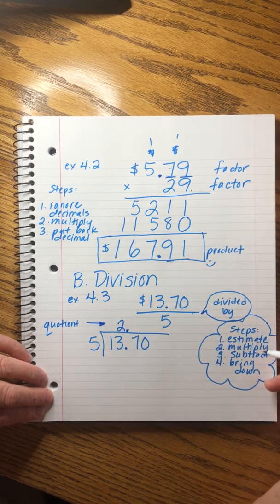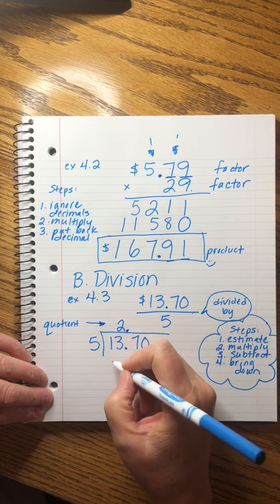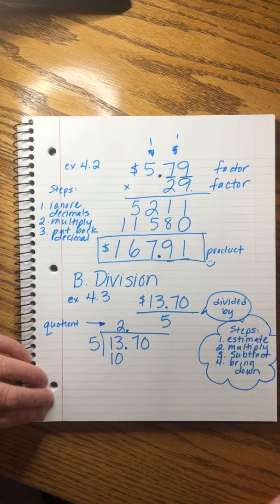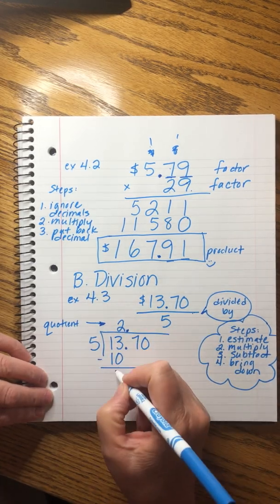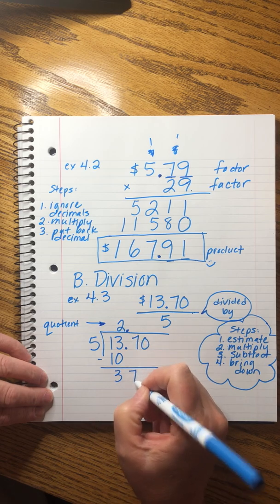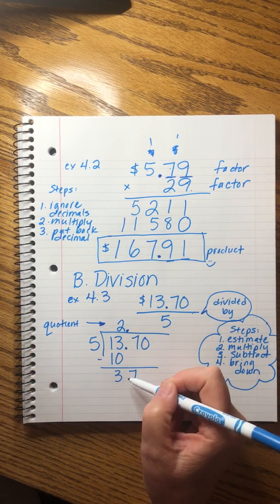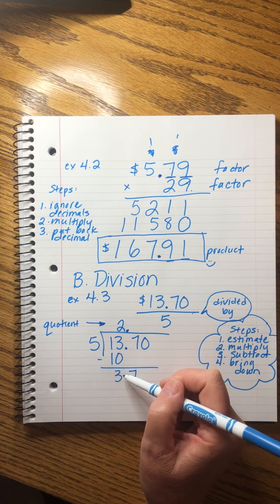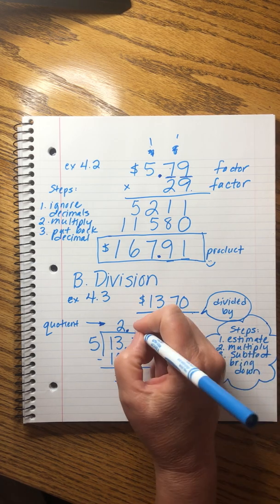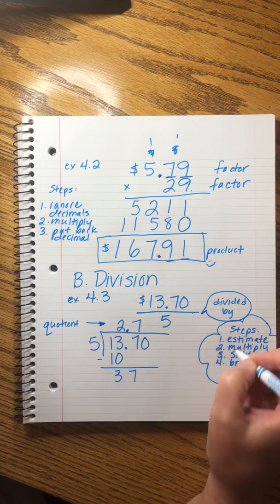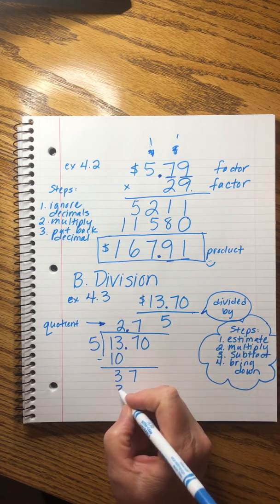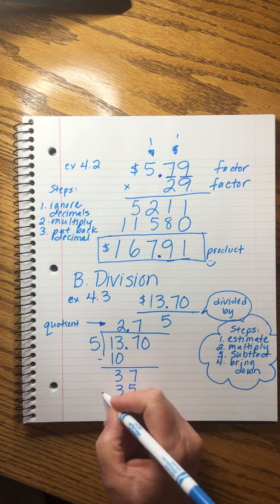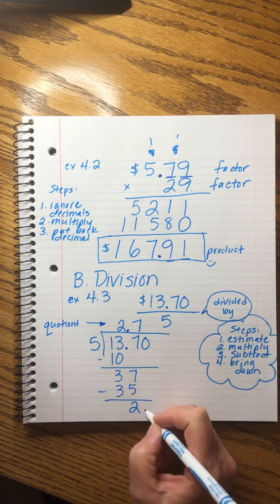That's my estimating. Now I'm going to multiply. 2 times 5 is actually 10. Cool, I subtract, I get a 3. Now I bring down the next digit. 5 into 37, it would be 5 times 7 is 35, right? That's our closest estimate. So I write a 7 here. Now I actually multiply. 7 times 5 is 35. Subtract 2, bring down the 0.